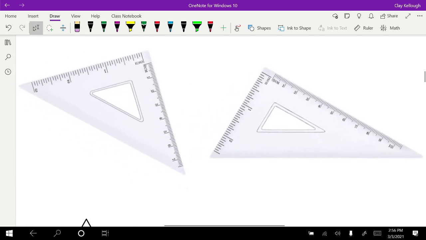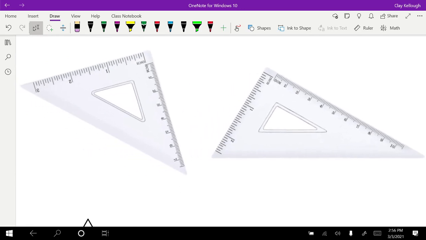Now, of all of the types of triangles you could throw in a geometry set, why do they all have these two? What is special about these triangles? Any idea? Why are they special? What's the same about them? What do they have in common? They both have right angles. They're both right triangles.